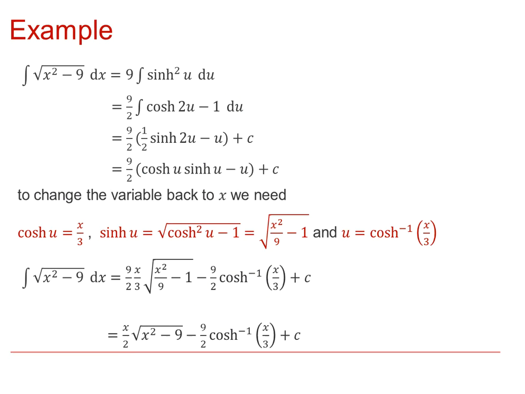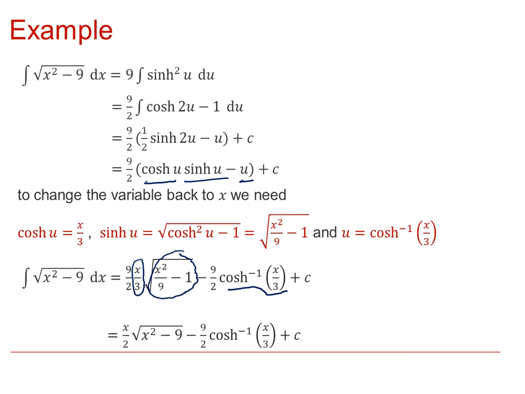So as you can see, we have replaced the cosh u by the x over 3, the sinh u with this factor, x squared over 9 minus 1 square rooted, and then the u term with the cosh to the minus 1 of x over 3. Sorting all that out gives us a result of x over 2 square root of x squared minus 9, minus 9 over 2 cosh to the minus 1 of x over 3, plus c.